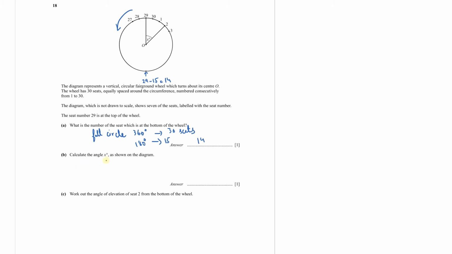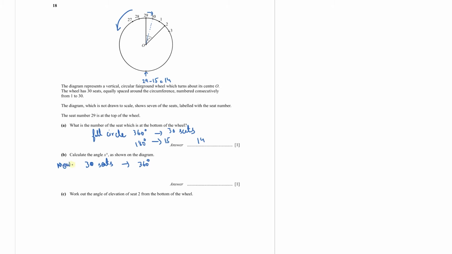Calculate the angle x degrees as shown in the diagram. So angle x is how many seats? 1, 2, 3. So we know that there are 30 seats, 30 seats equal to 360 degrees. So what is the difference between one seat? Like if I'm moving 30 seats, I go around 360 degrees. So what if I move one seat like this between 29 and 30? So what will be this angle?